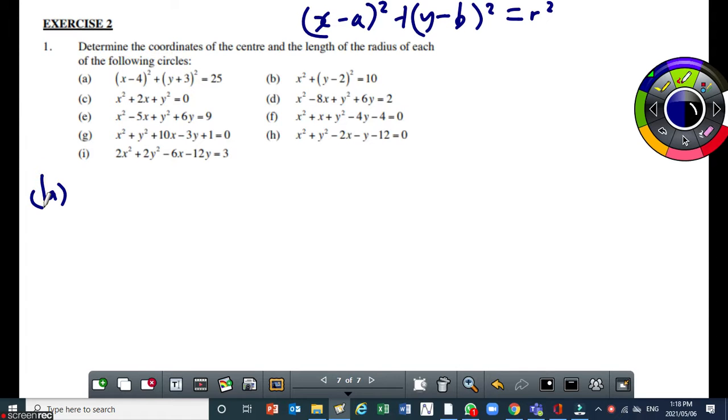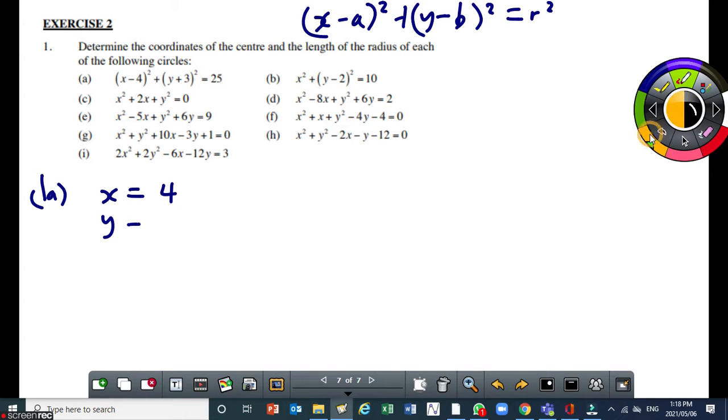1a. So we need to determine the coordinates of the center and the length of the radius of each of the following. Here, you compare the general equation and this one. If there's a minus here, well, there's a minus there, it means x is going to be equal to 4. Y is going to be equal to, there's a plus here, and there's a what? A minus. Are you following? I hope you're following. Let me emphasize that part. There is a minus here, but for this question, there is a plus. What that means is that y is negative. So y is going to be equal to minus 3.